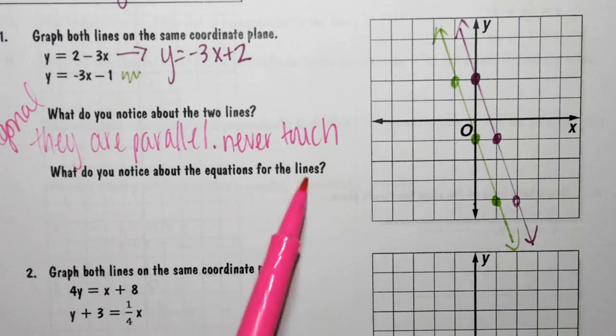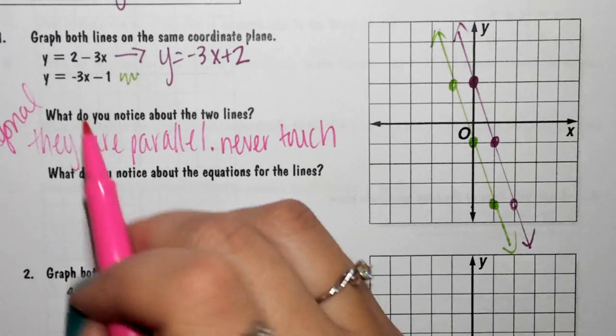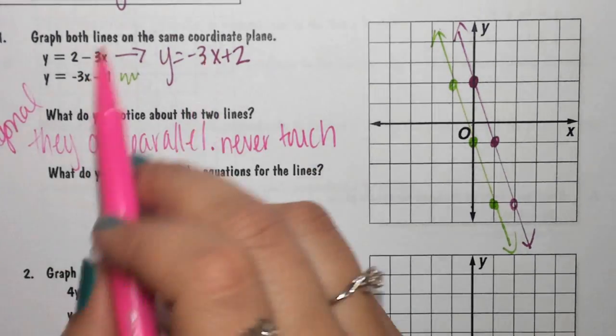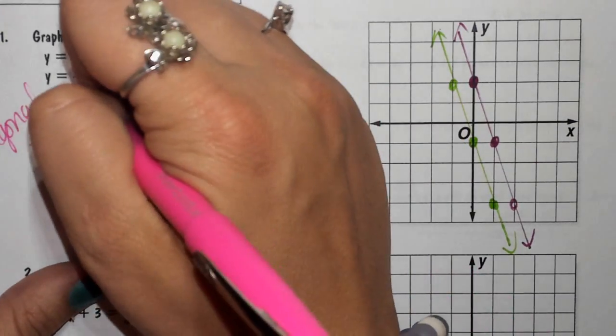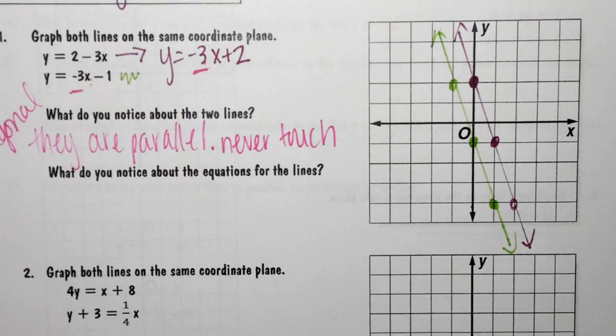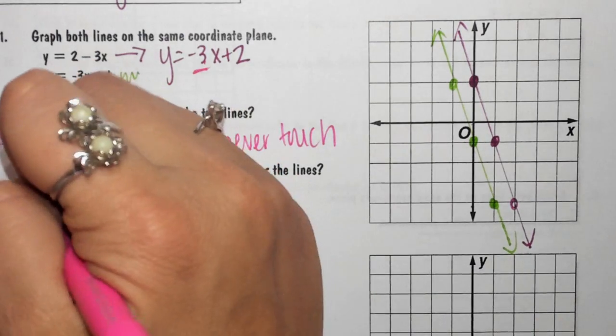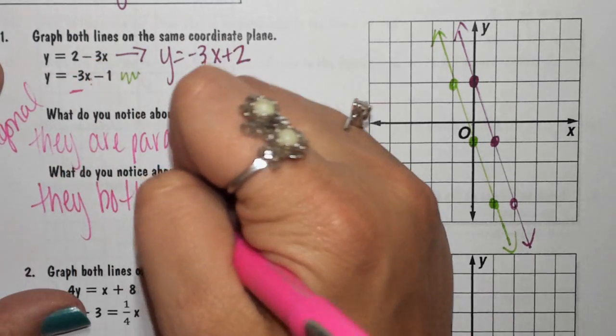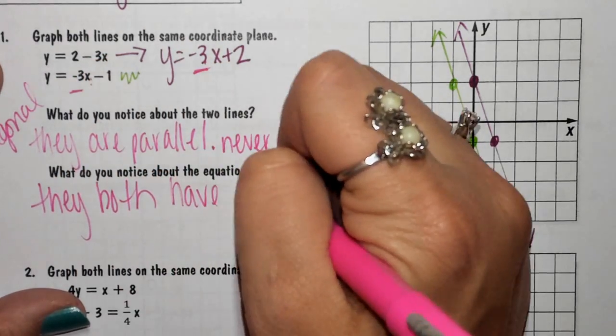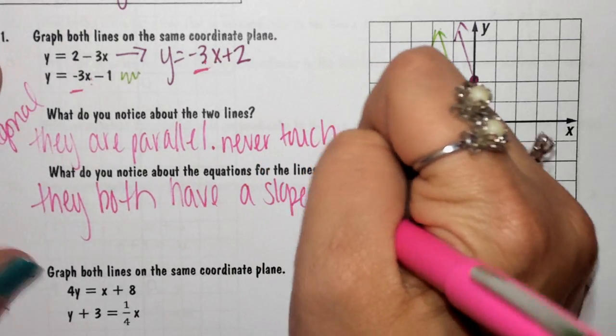Alright guys, so what do you notice about the equations for the line? So let's look at these equations. Let's look at this one and this one. What do we notice? They both start with -3. So what is this? What position is that? Slope. That's our slope. Awesome. So they both have a slope of what? -3. Awesome.